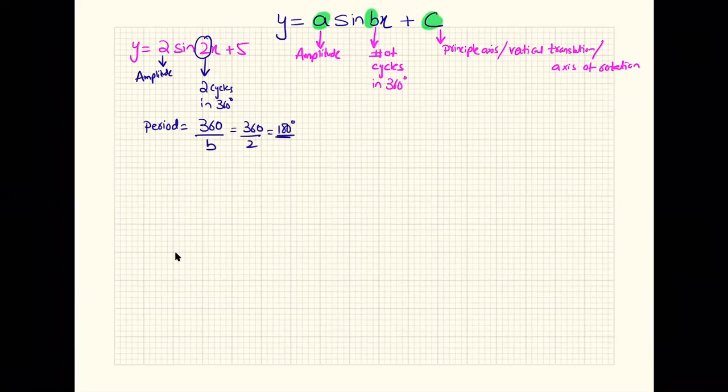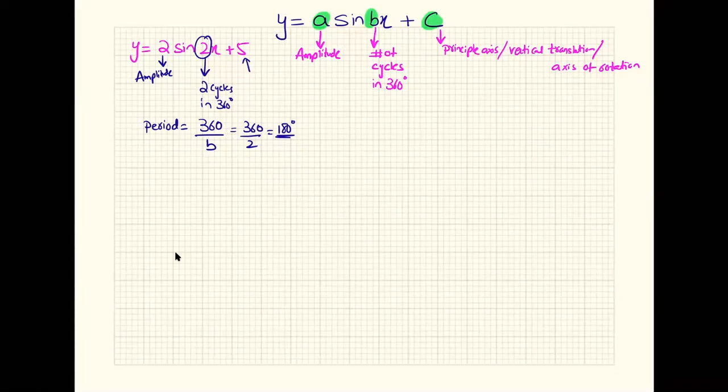So in the exam, if you are asked a 1 mark question, state the period of this function, then you're going to see this value, which is the value of B. You're going to divide 360 by it, and the resulting answer is going to be the new period of the graph. And this is the axis of rotation. So at plus 5, the axis of rotation is going to be y = 5.